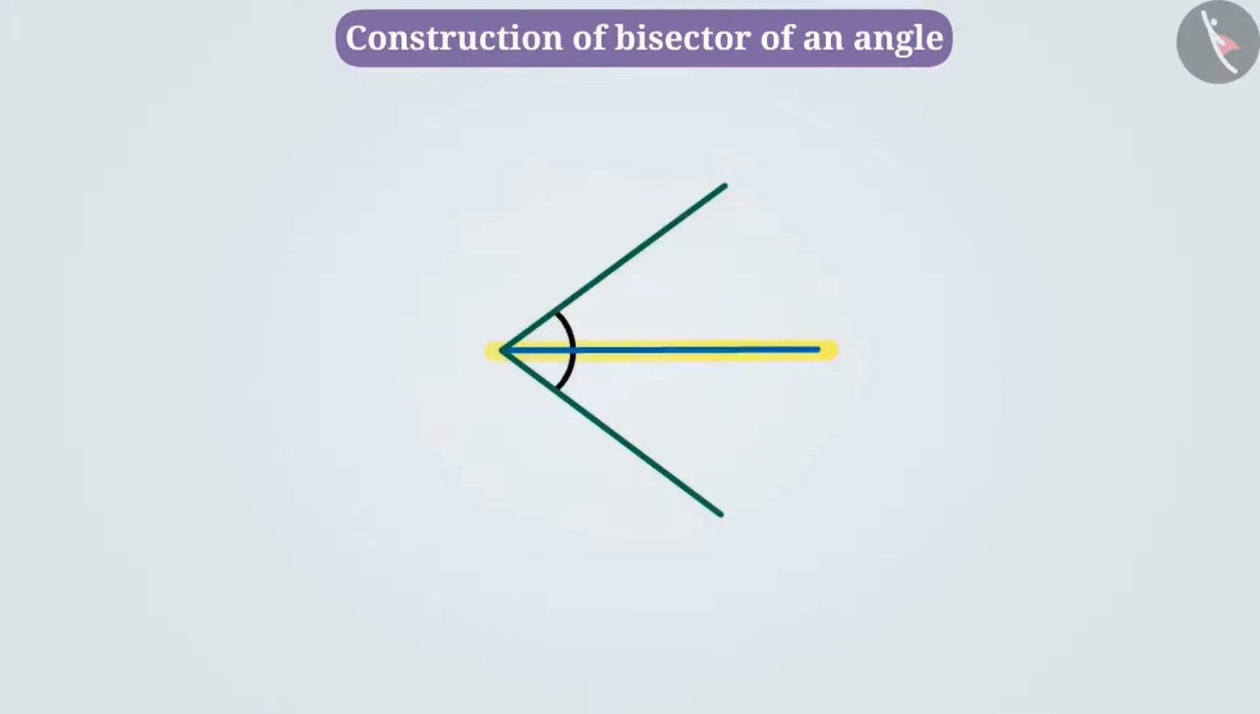Now, look at this line. This line divides the given angle into two equal parts. We will call this line the bisector of this angle. In this video, we will learn how to bisect an angle.